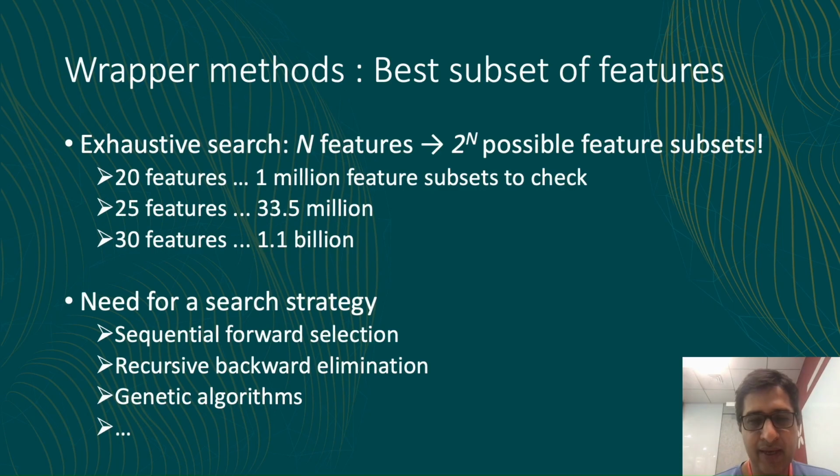So typically, greedy algorithms are applied to try and figure out the n features on which you should build your model. You could, for example, think about a sequential forward selection method, a recursive backward elimination method. You could use GAs and similar methods.